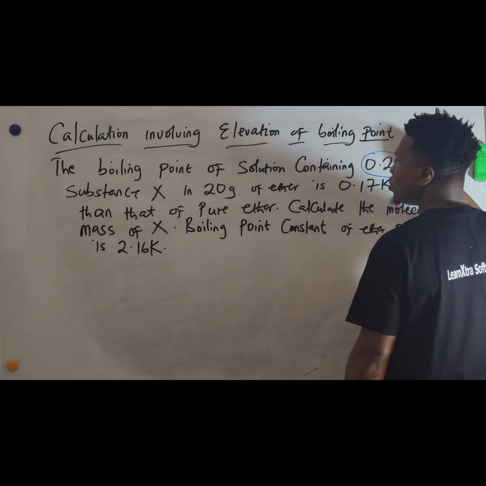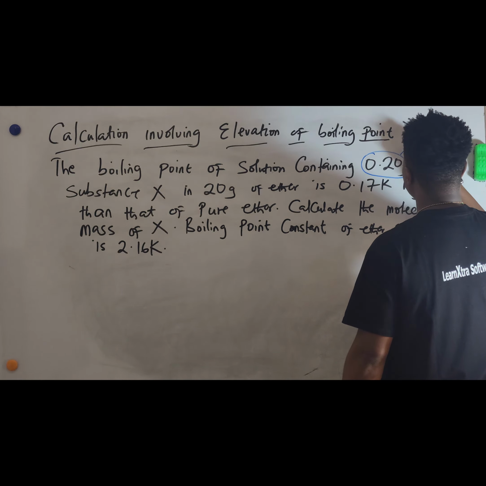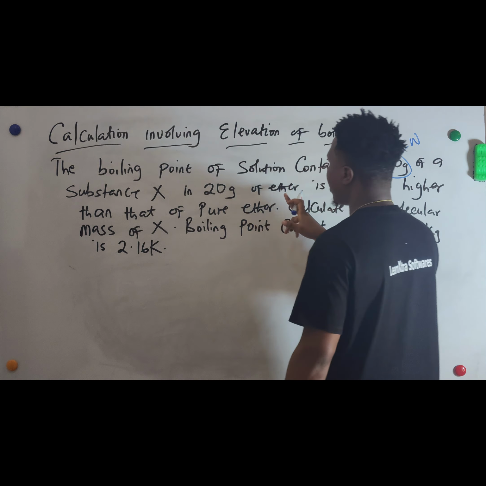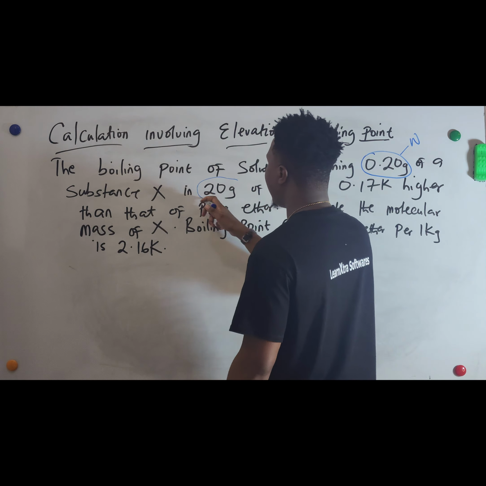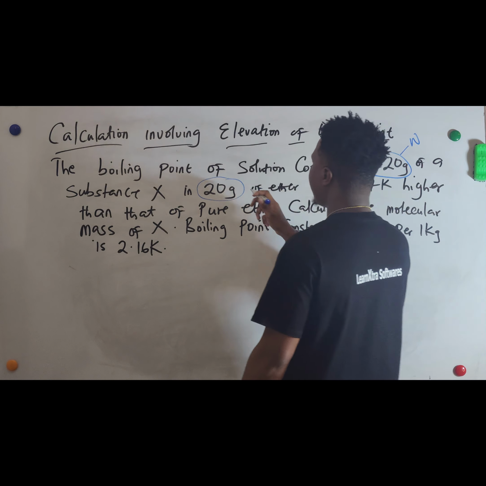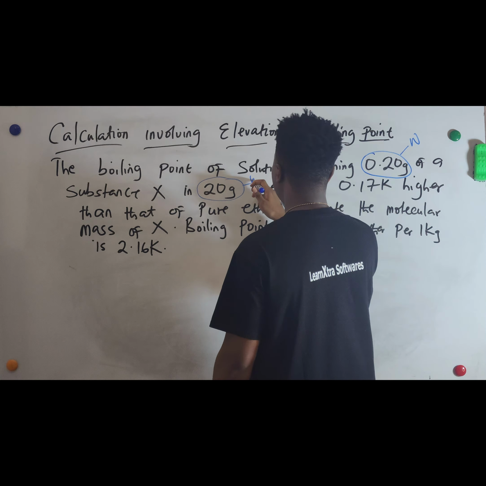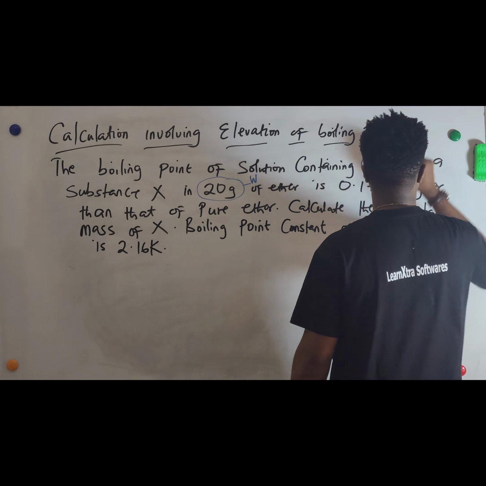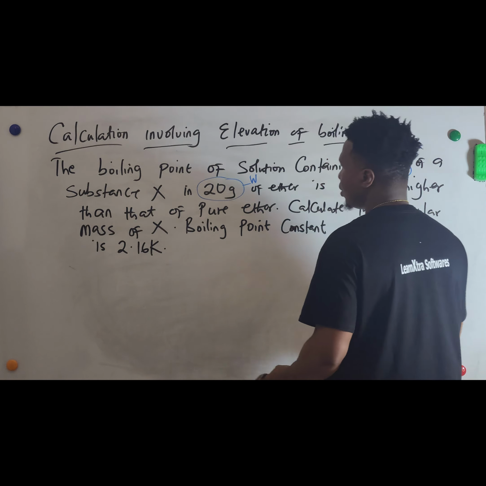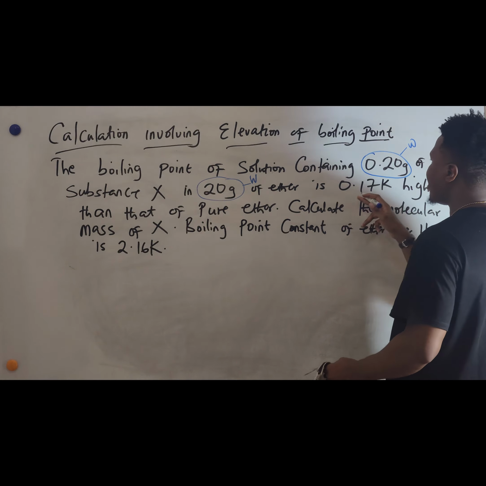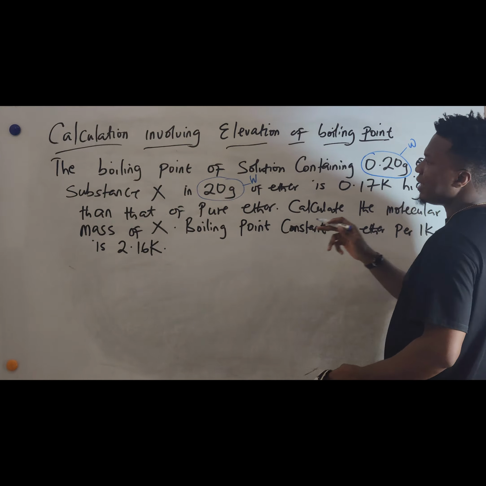So the mass of the solute is, remember, it is represented as what? Small w. Small w is the mass of the solute, in 20 grams of ether. So this is the mass of the solvent, which we can represent with what? Capital W. Please, this is small w. Small w. This is capital W. Okay?